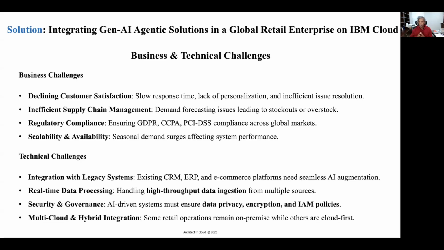And the next key thing: when you implement this type of architecture in your organization, you must call out the business and technical challenges. Since it is a retail company, here we took an example. The business challenge is declining customer satisfaction. The root cause would be slow response time, lack of personalization, and inefficient issue resolution. That means if your customer comes up with an issue, you may take a longer time or an inefficient way to provide a solution to your customer.